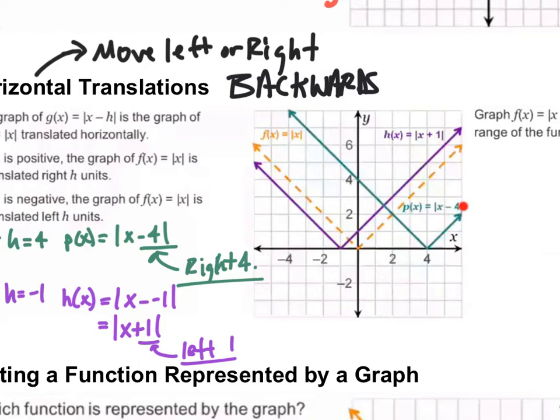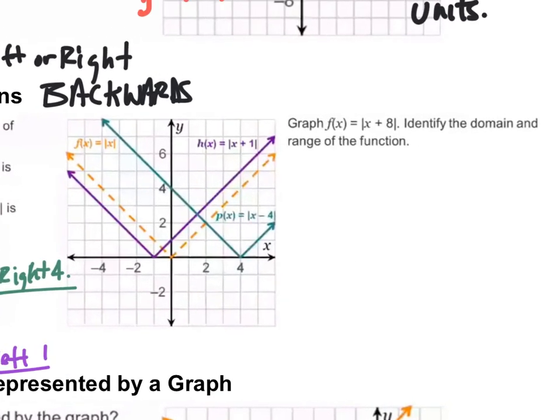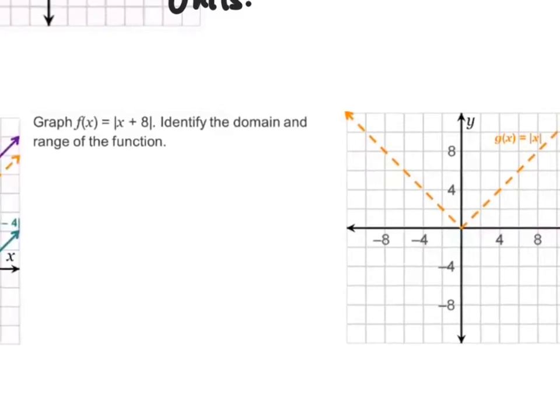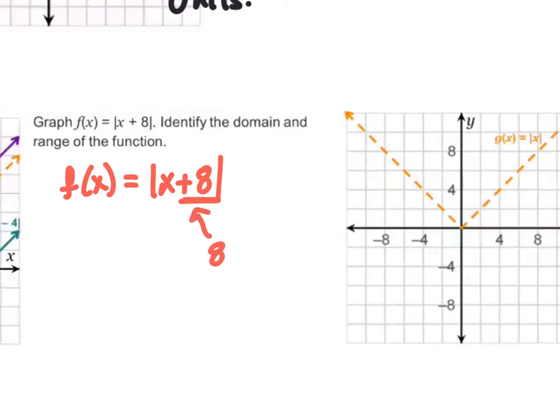If you have p of x equals the absolute value of x minus 4, the negative 4 indicates I'm going to move it 4 units to the right, which is kind of weird. So let's take a look at something over here. Your parent function here is just the absolute value of x, but if I wanted to graph f of x equal to the absolute value of x plus 8, the plus 8 indicates that we move 8 units left.